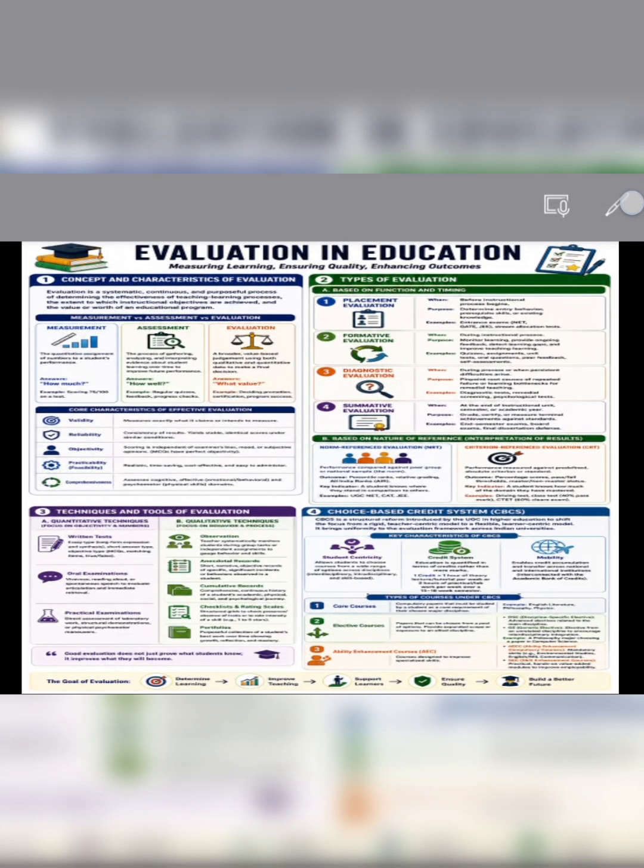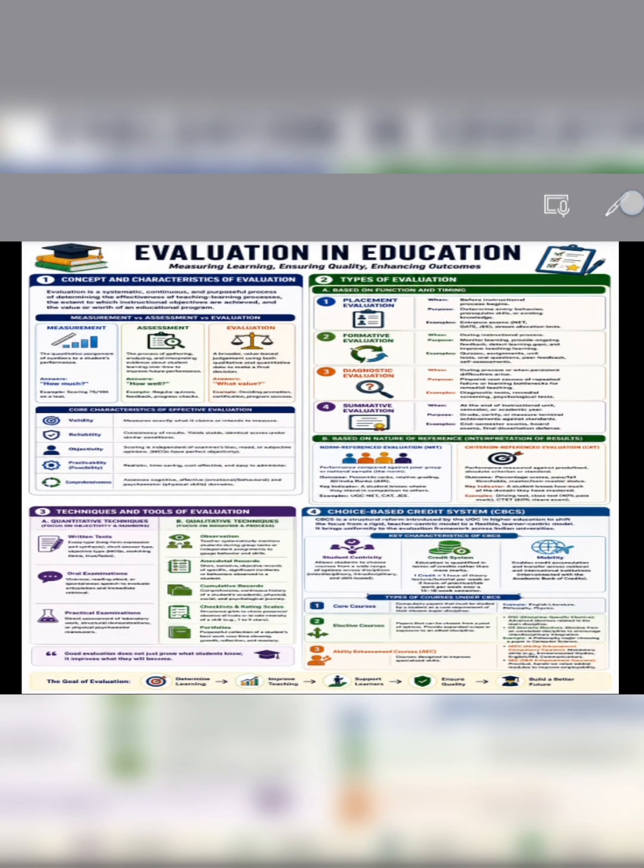So how do we actually harvest this data? Section 3 highlights the teaching techniques and tools of evaluation, dividing them into two major tracks, qualitative and quantitative. Moving on to quantitative, this focuses strictly on objectivity, numbers, and hard data. They include written test, practical examination, oral test. Moving on to qualitative, this focuses heavily on observing processes and behavioral patterns over time. They include observation, anecdotal records, cumulative records, checklists and rating scales, and portfolios.